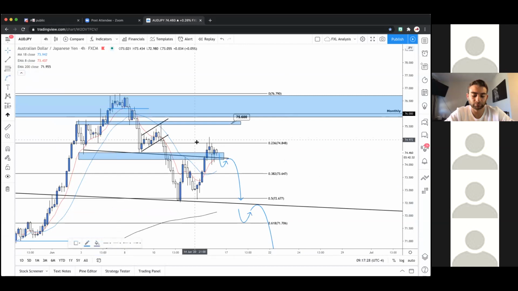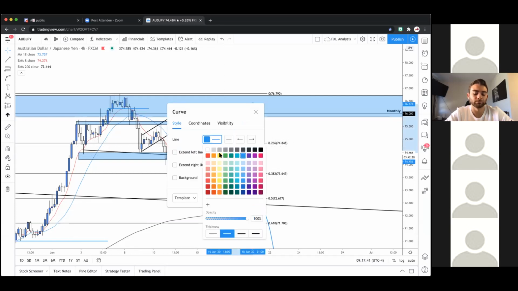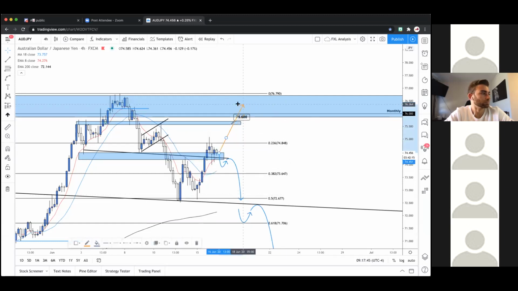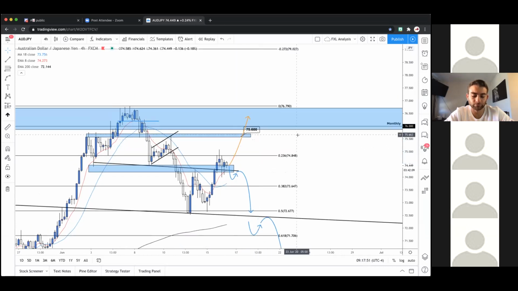So let's say this just continues higher, right up to the monthly. You could take an aggressive scalp off this if you do see a bullish engulfing happen here. Not the best trade. You do want a high risk to reward. You don't want to put yourself in a trade that could potentially have a lot of risk associated with it.